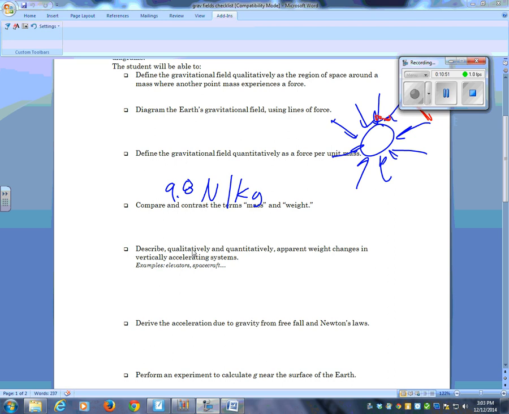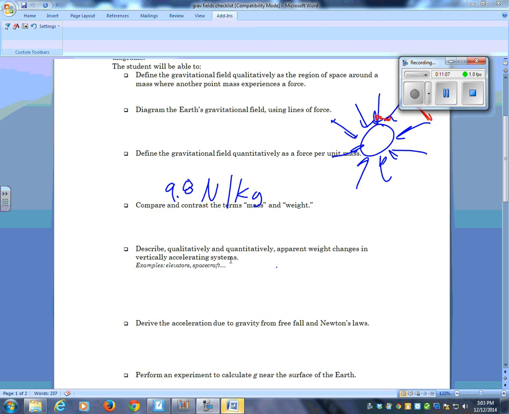Did I describe qualitatively and quantitatively apparent weight changes in vertically accelerating systems? Did we talk about guys and girls losing weight and gaining weight on elevators? Yeah. At the bottom, you're fatter than when you're at the top. Well, that's a poor one.